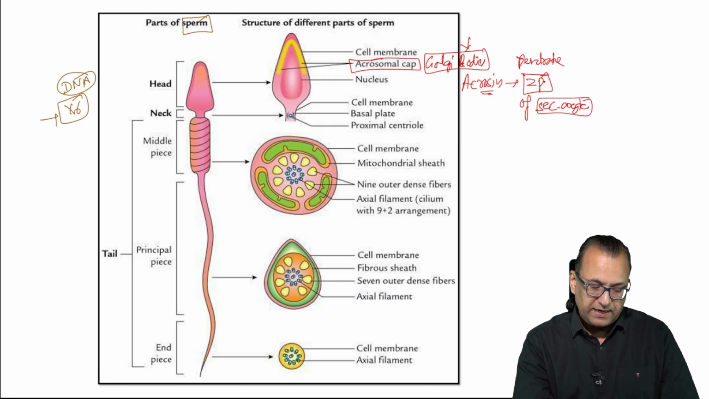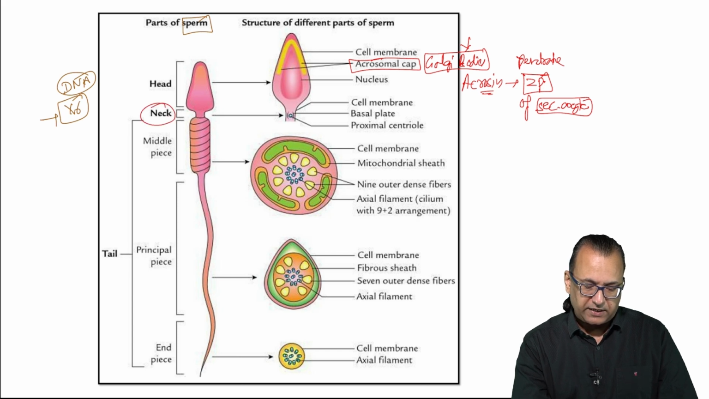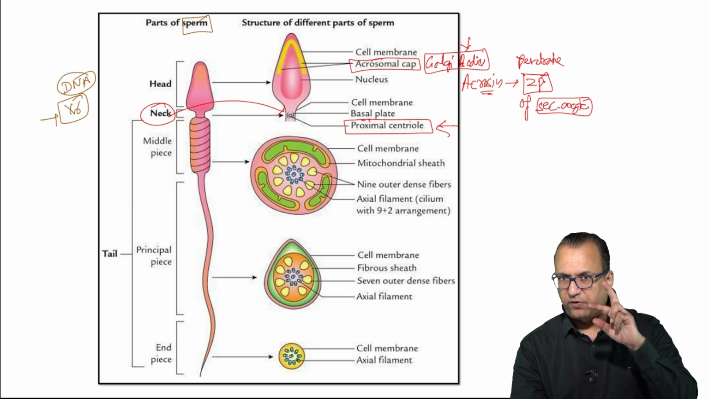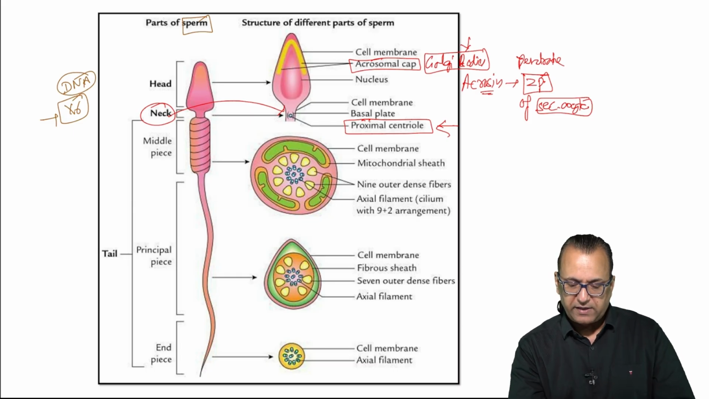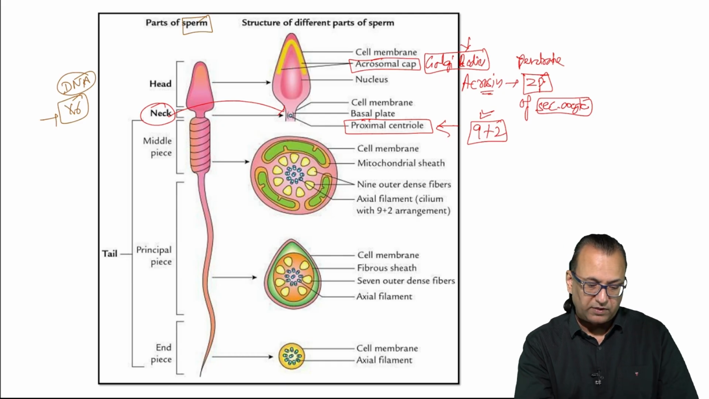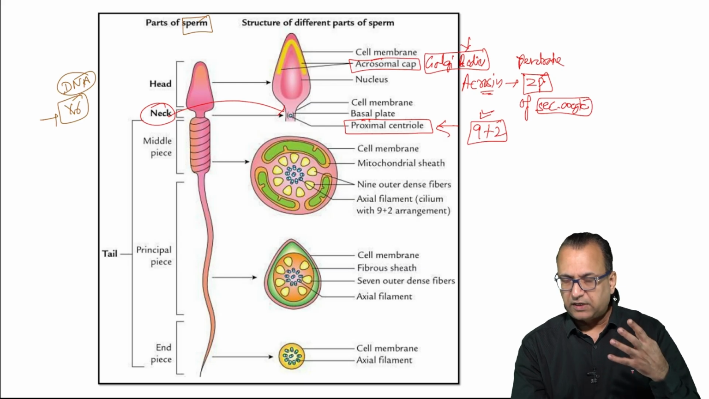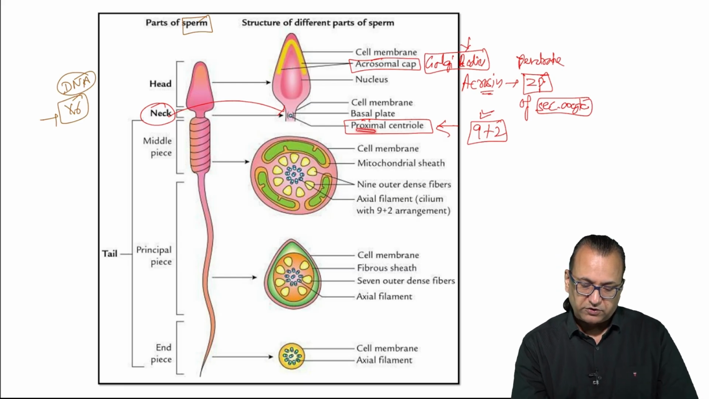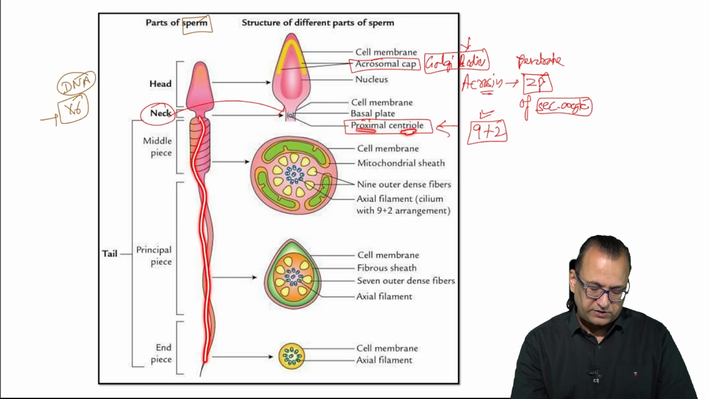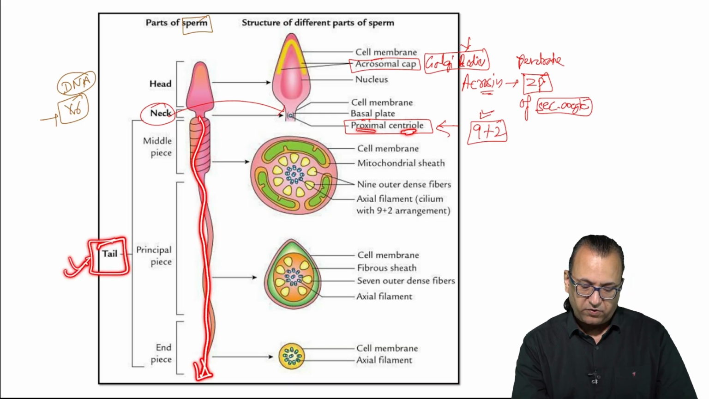Now what about the neck region? What is there in the neck region? In the neck region you will have the proximal centriole; there are two centrioles, and the centrioles have this 9+2 mechanism for motility, but the proximal centriole will be in the neck region. This can come as a question: where is the secondary or distal centriole? The distal centriole actually forms this tail. So this tail is formed by the distal centriole, again having this 9+2 arrangement.